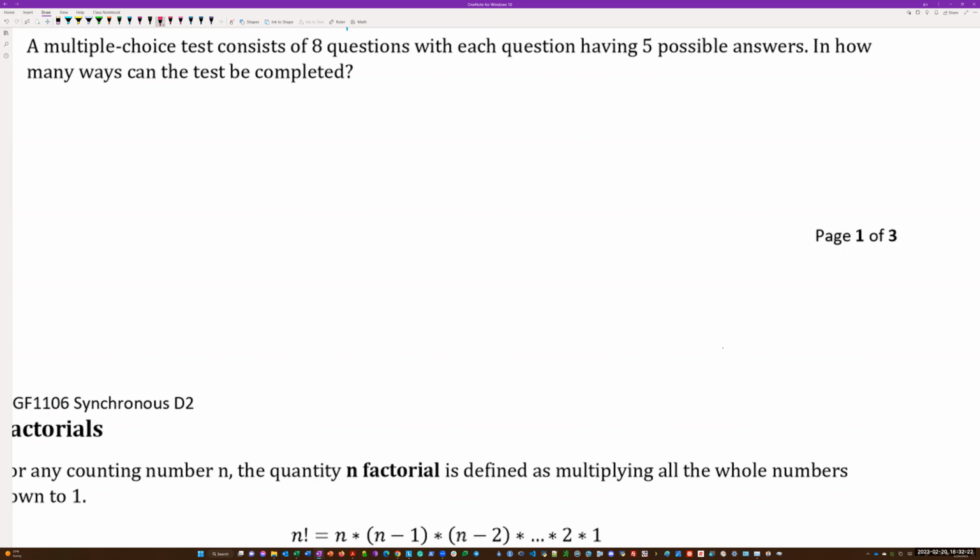And then in a lot of cases, it's too hard to write out all the different ways because there are too many. So you start using ideas like this. Does that make sense? All right. A multiple choice test consists of 8 questions, with each question having 5 possible answers. How many ways could the test be completed? So now you just assume you're gonna Christmas tree the test, right? Everybody know what I mean by that?